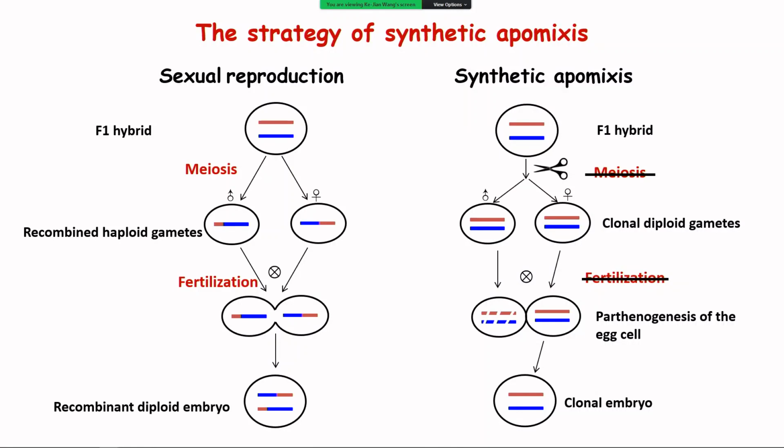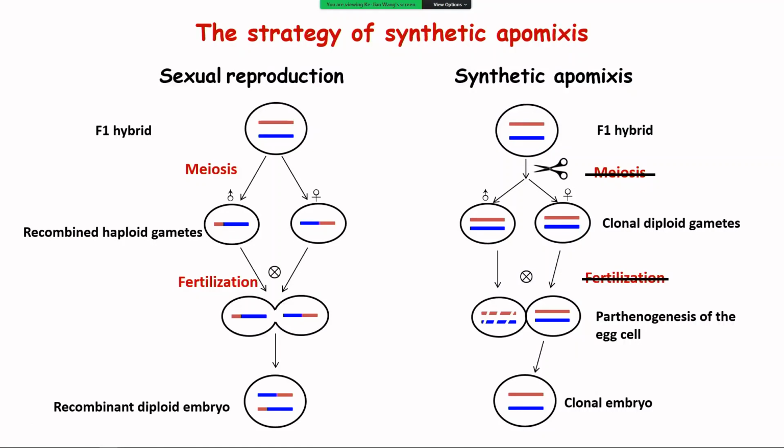The left is a picture showing normal sexual reproduction. The red and the blue lines indicate the homologous chromosomes from two parents. During meiosis, the homologous chromosomes will undergo recombination and produce recombined haploid gametes. During fertilization, two haploid gametes will fuse, and the diploid recombinant embryo will be generated. So to achieve apomixis, both meiosis and fertilization must be bypassed together.